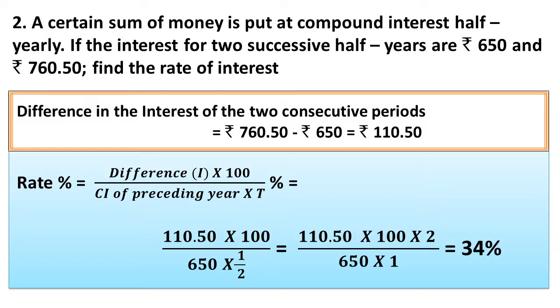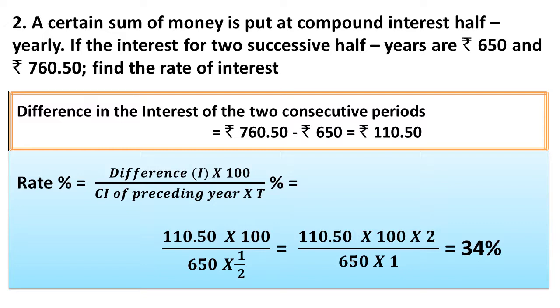In this problem also, compound interest for 2 consecutive periods is given. What is the step to be followed? First, we need to find the difference between these 2 compound interests. Let us calculate the difference. Rupees 760.50 minus rupees 650, that is equal to rupees 110.50. What is the formula? Rate of percentage is equal to difference into 100 by compound interest of preceding year into T.